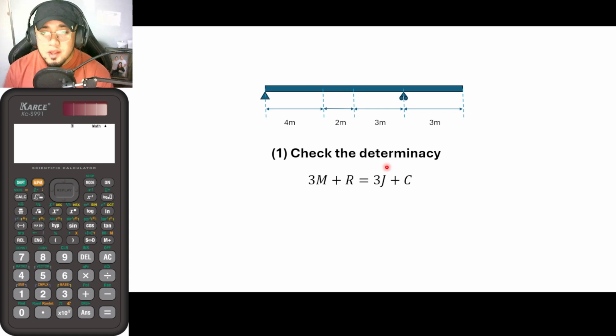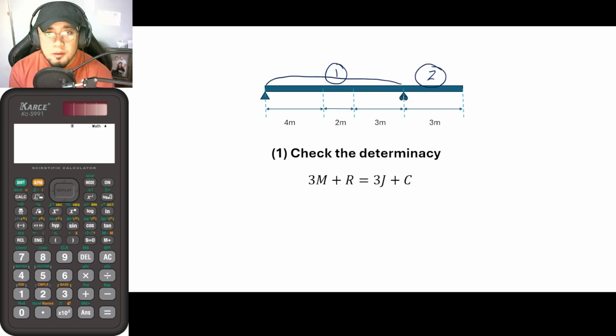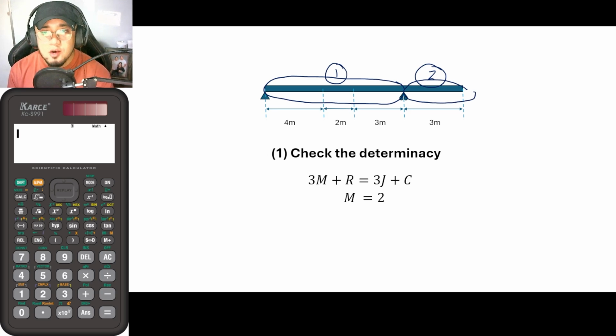Whenever you are to check for the determinacy, it would be better for you to disregard the loads first in order for you not to get confused. So what is now the value for M? We have here one member here and another member here. So this is one member and this is the other member. So with that, the value of M is now equal to 2.